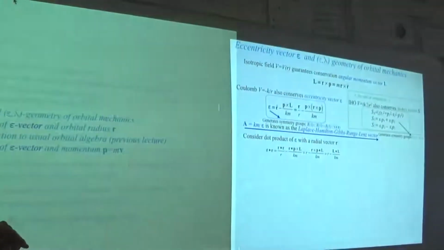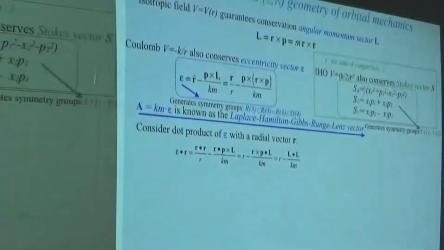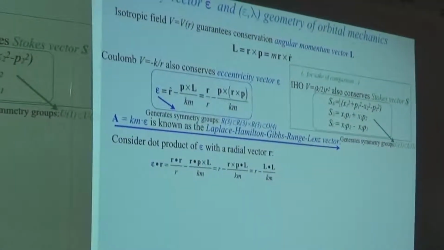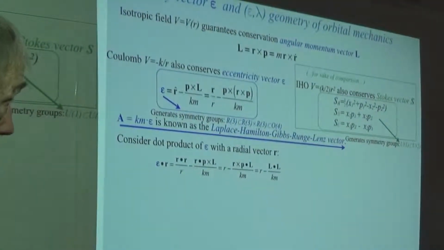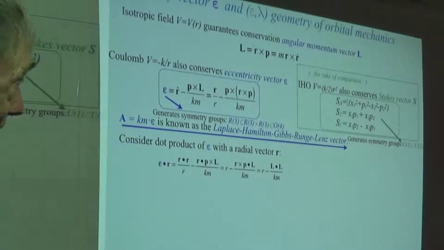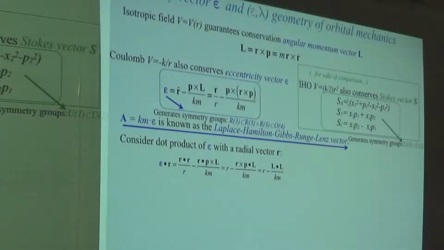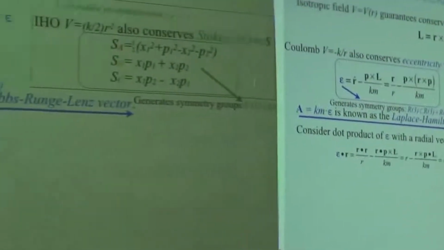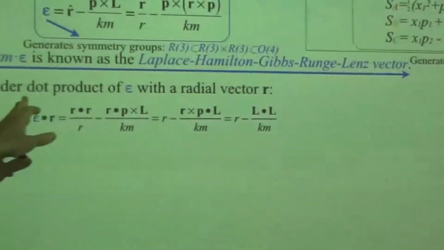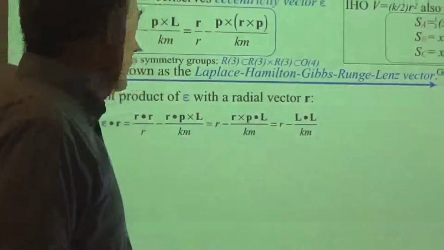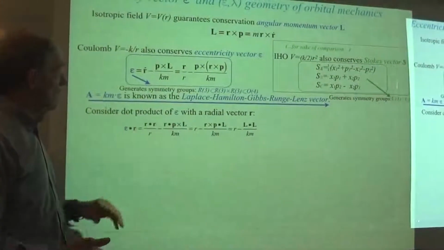And here's the proof of it. Here's what shows that, given what we did the other day, which was build an orbit equation out of R, this thing gives you that equation by simply considering the dot product of it with the radius vector. So there's epsilon dot r.